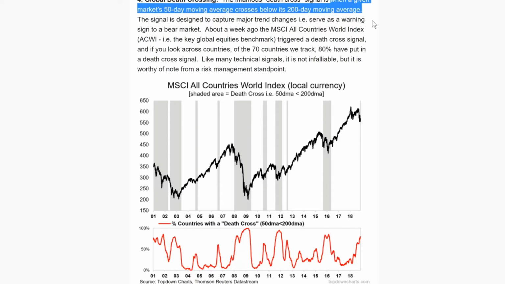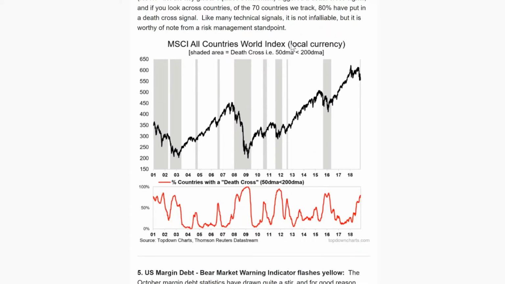I mean, you could just use price against the 200-day moving average, but you tend to get a lot more choppiness in the signal. And using the 50-day instead of price is basically a way of recognizing that. It's pretty much designed to try and capture major trend changes. You can see here on the chart, the shaded area is when a death cross is showing up.